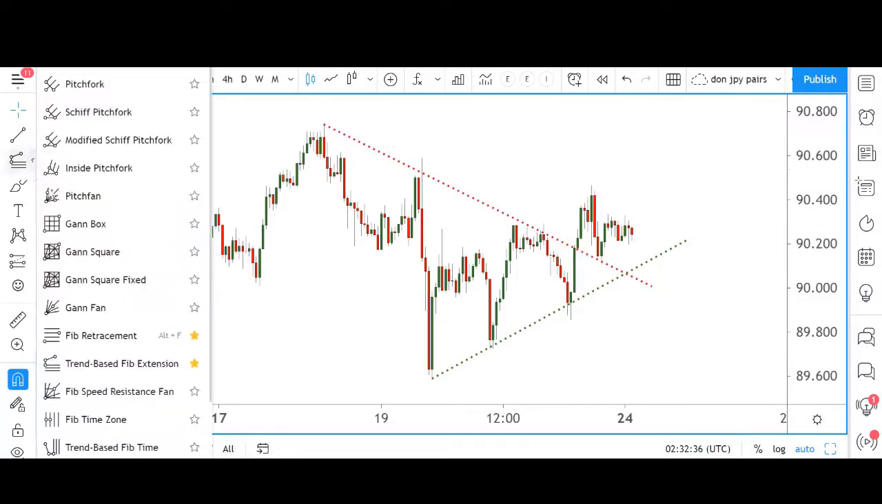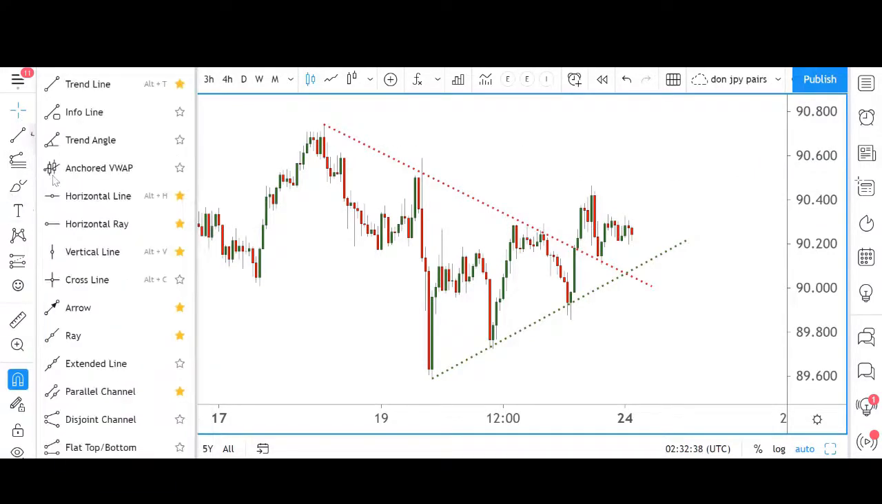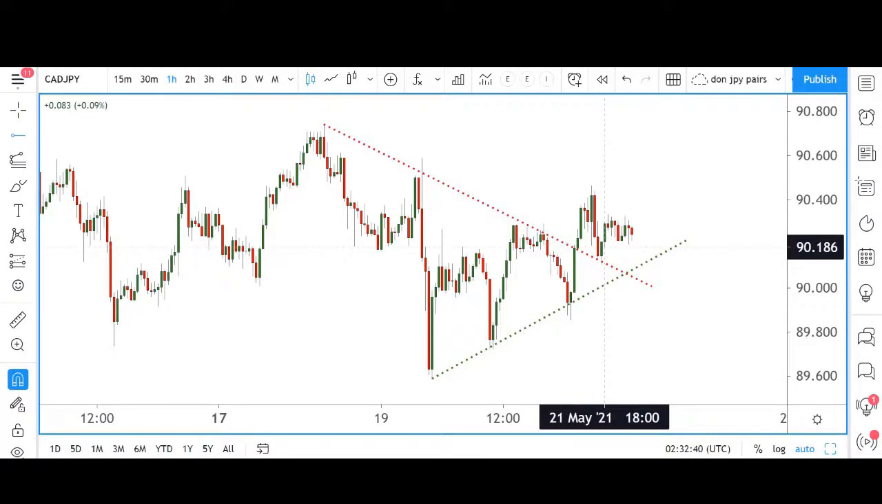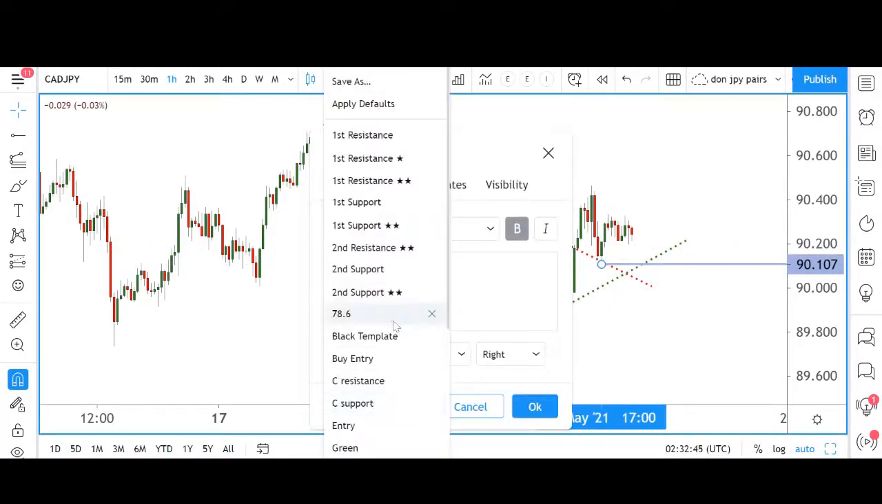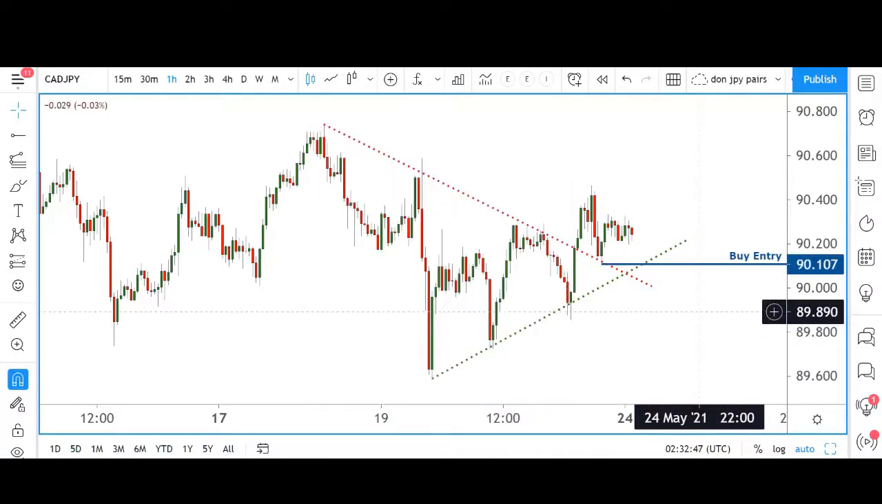So what we're going to do is try to find an entry. For me, the first entry that I can immediately see is this entry over here, this horizontal swing low. Let me just change that to buy entry. That's a possible entry.